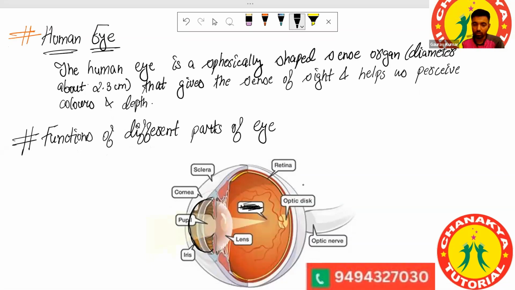So this iris, I take red color. The circular part, this one is the iris. This is a big black diaphragm, diaphragm because it is in the shape of a dome. So this iris regulates the size of the pupil.